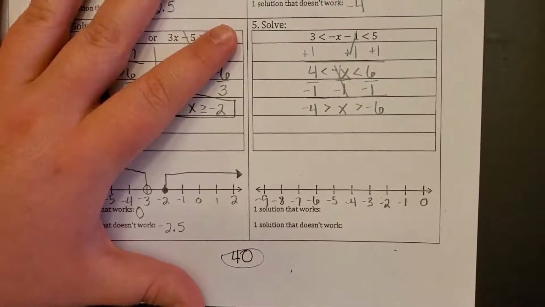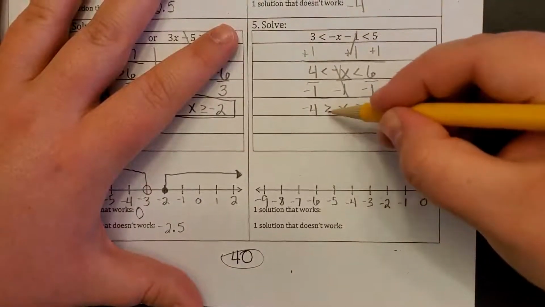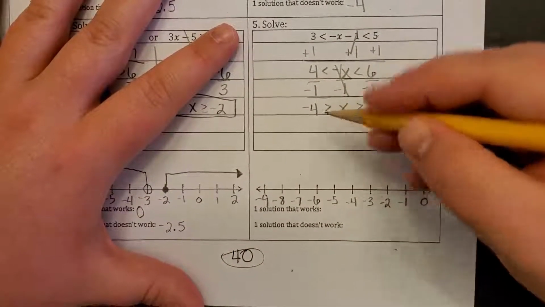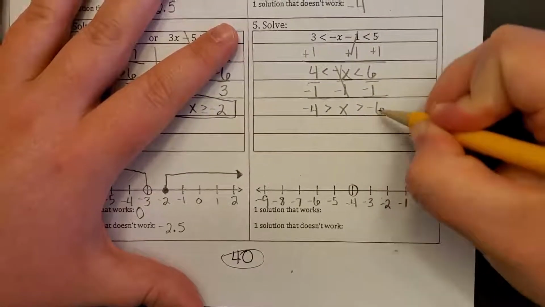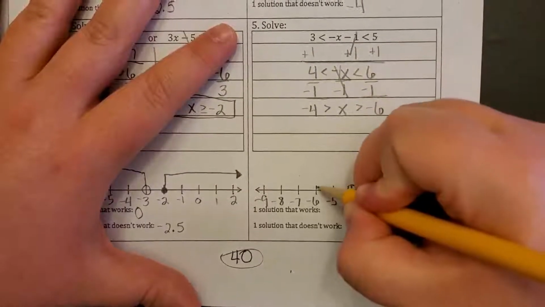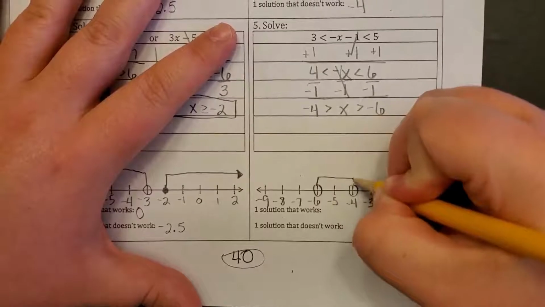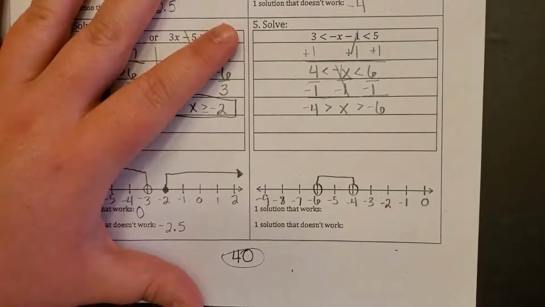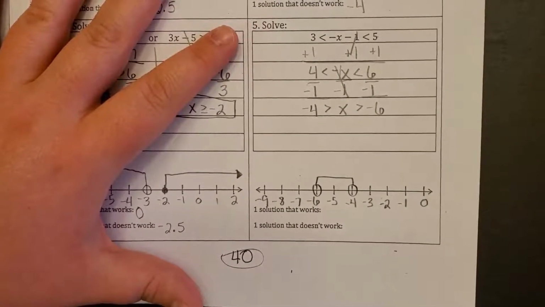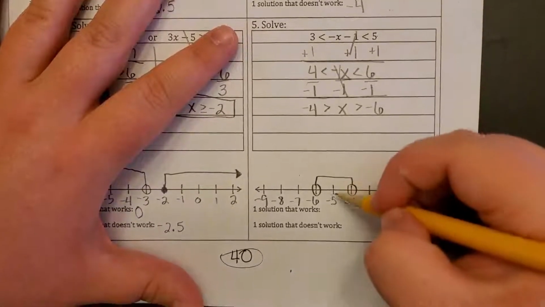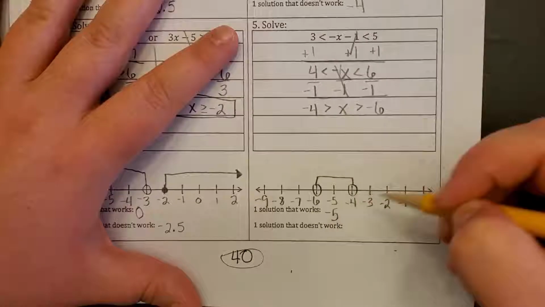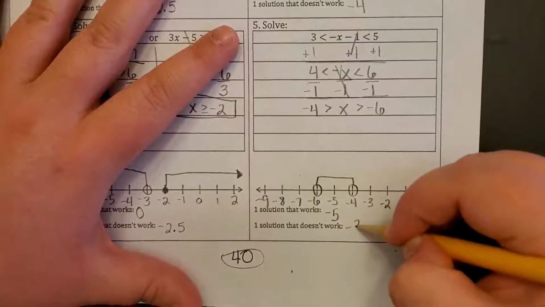Graphing this is exactly the same as the last one. I'm going to have an open circle on -4 because there's no line underneath the symbol. And I'm going to have an open circle on -6 because there's no line underneath the symbol. And I'm going to connect them in the middle. Again, the AND ones always look like this. You don't have to think about which way the line goes because it's always in the middle. All right, a solution that works would be -5. A solution that doesn't work would be -3.